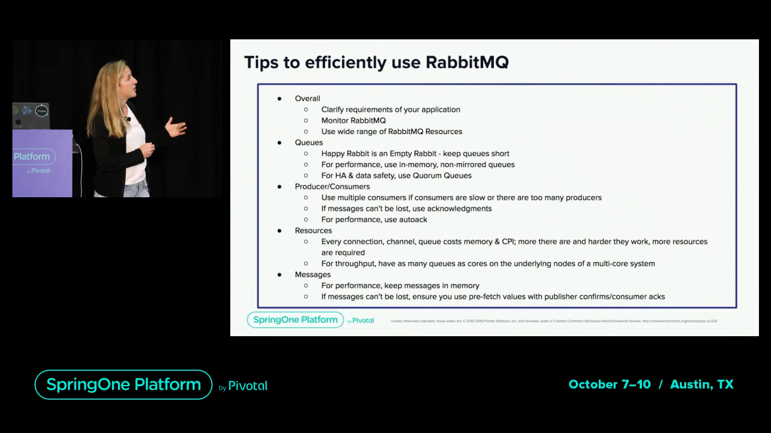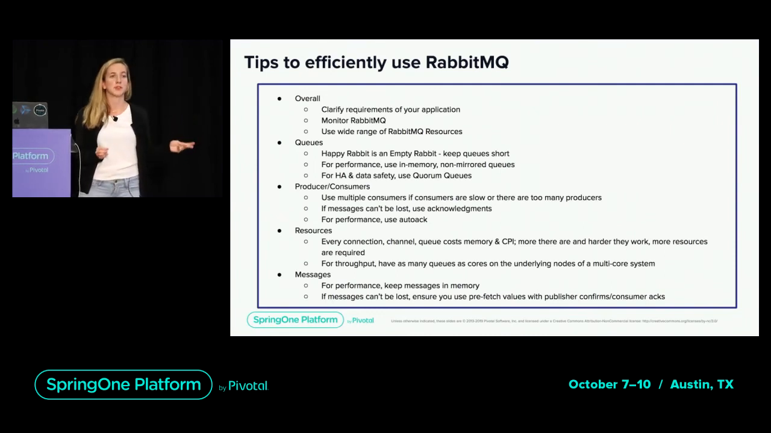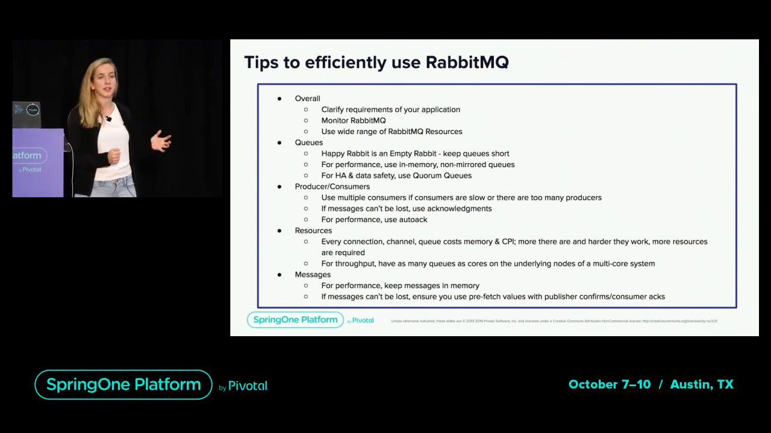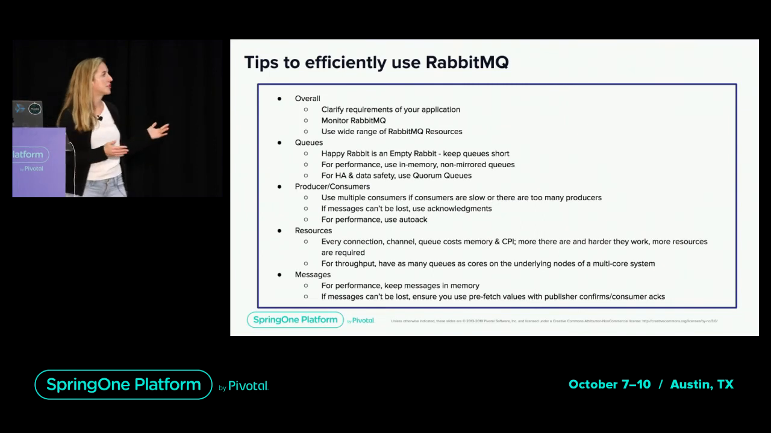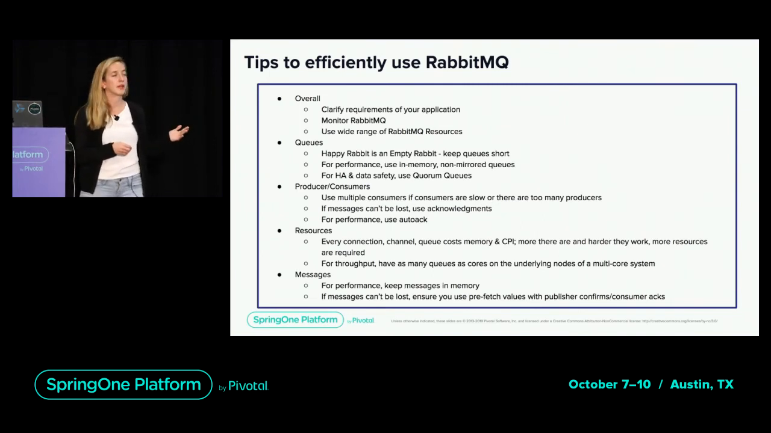For producers and consumers, use multiple consumers if consumers are slow or if there are too many producers. We talked about this and the ability to scale out competing consumers. It's really helpful. If messages can't be lost, make sure you're using acknowledgements. And for resource use, every connection, channel, and queue costs memory and CPU. The more there are, the more resources are required. If you really care about throughput, it's good to have as many queues as cores on the underlying nodes.